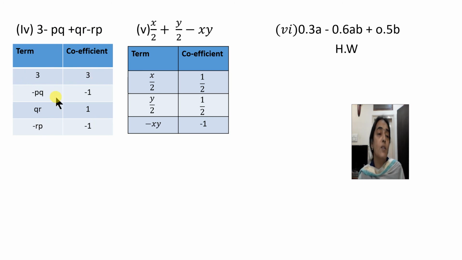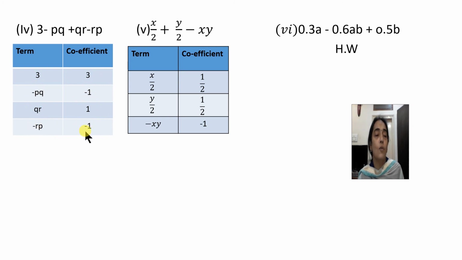Minus PQ. There is no number in front of minus PQ or PQ. So it is understood that 1 and the sign is negative. So minus 1. QR, the coefficient is 1. And minus RP. So here also minus 1. Because we write always along with the sign. No number is there. So 1 and the sign is negative.